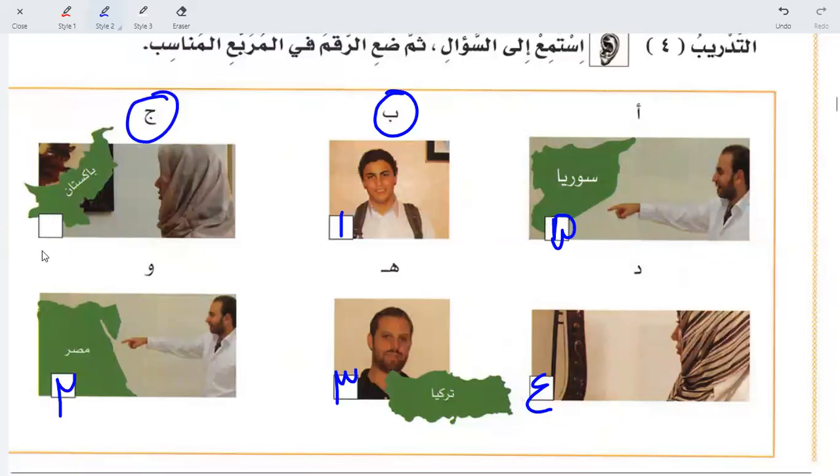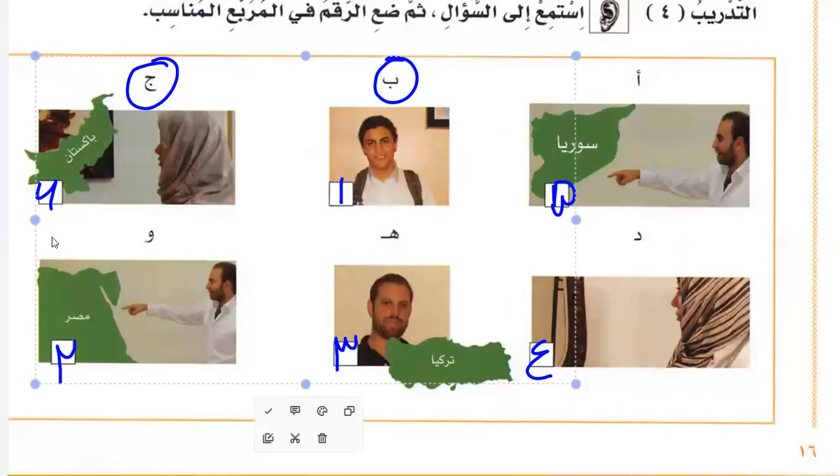This is the sixth one, Ustad. Yes. So it will be سورة السادس؟ ستة. ستة، أوكي.